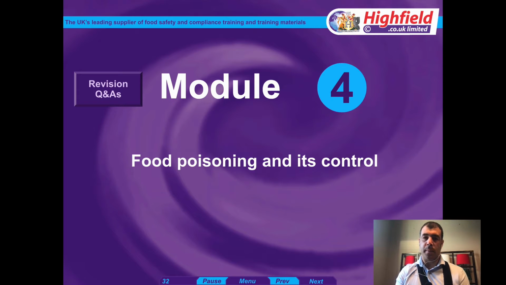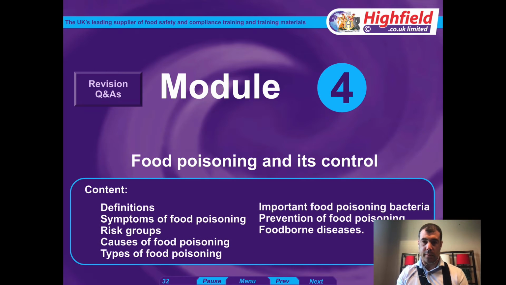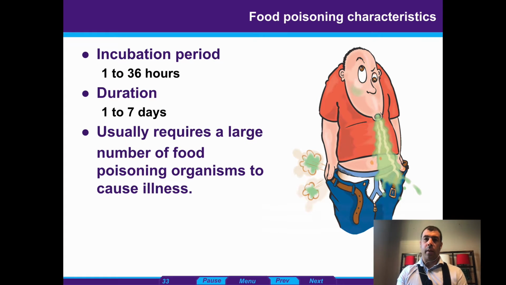In this module, we'll talk about food poisoning and its controls. So the usual food poisoning characteristics, and again, this is a level 2 course, so we are not going to go into great details. The details would be more relevant for the level 3 course, but the incubation is between 1 to 36 hours. So what's the incubation period?